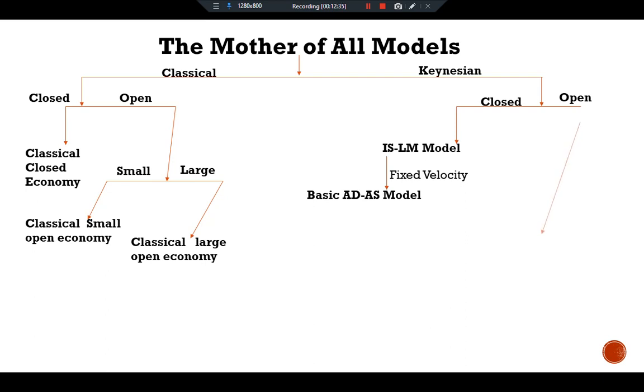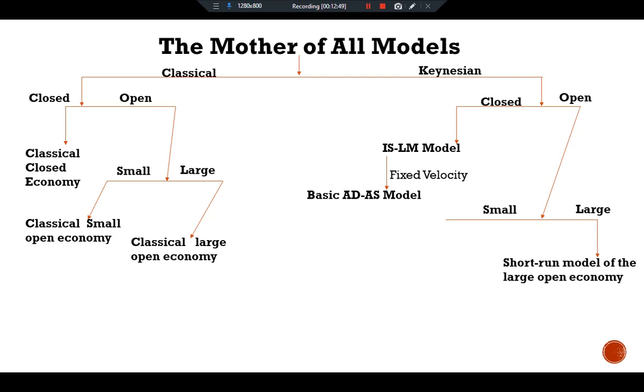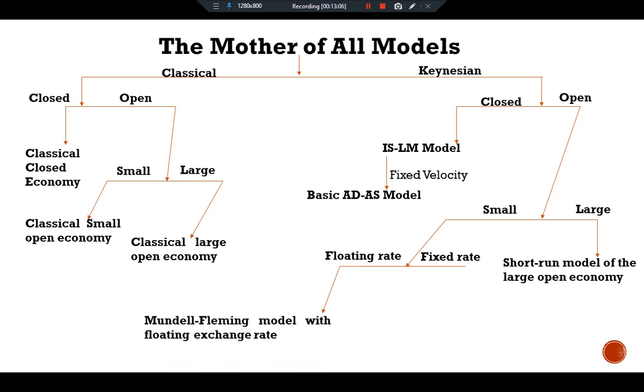Moving towards the open economy, it can be further divided into two parts: small or large open economy. For the large open economy, we have discussed the short run model of the large open economy. For the small open economy, there are two further categories: floating exchange rate and fixed exchange rate. For the floating exchange rate, we have studied the Mundell-Fleming model with floating exchange rate, and for the fixed exchange rate, we have studied the Mundell-Fleming model with fixed exchange rate.